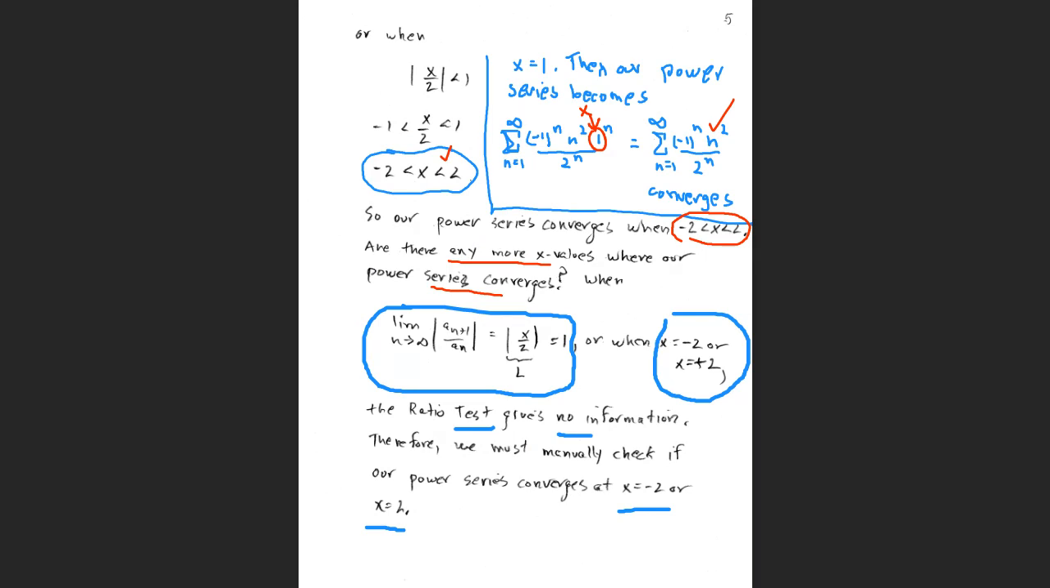How many tried using the ratio test over the weekend in their homework and got a non-informative ratio test? In other words, your ratio in the limit was equal to 1. How many did that happen to? How many of you? No?